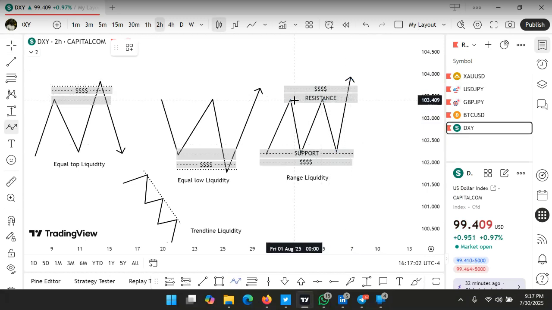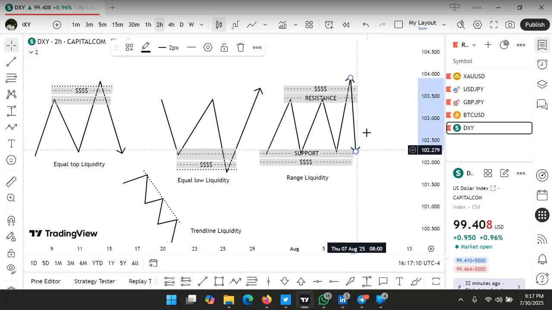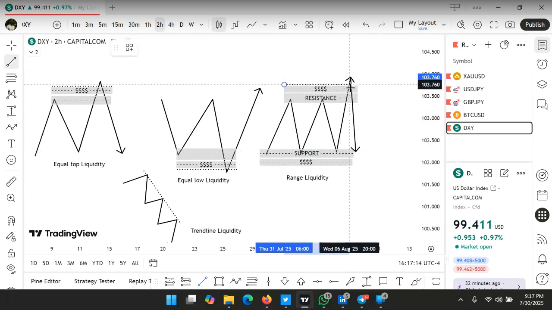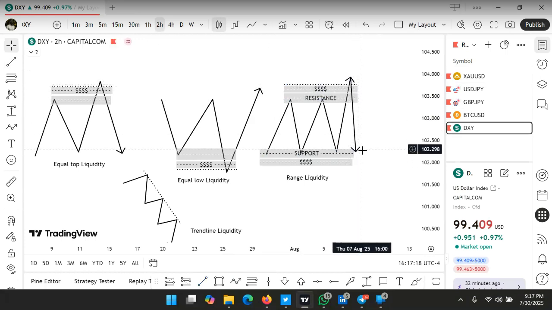When you see this zone has been taken out, meaning all the stop losses sitting here have been taken out, then you can look for an opportunity to join the market. That's a sweep of liquidity. Liquidity has already been swept by these big guys. Then you can jump on the trend and follow where the money is going.